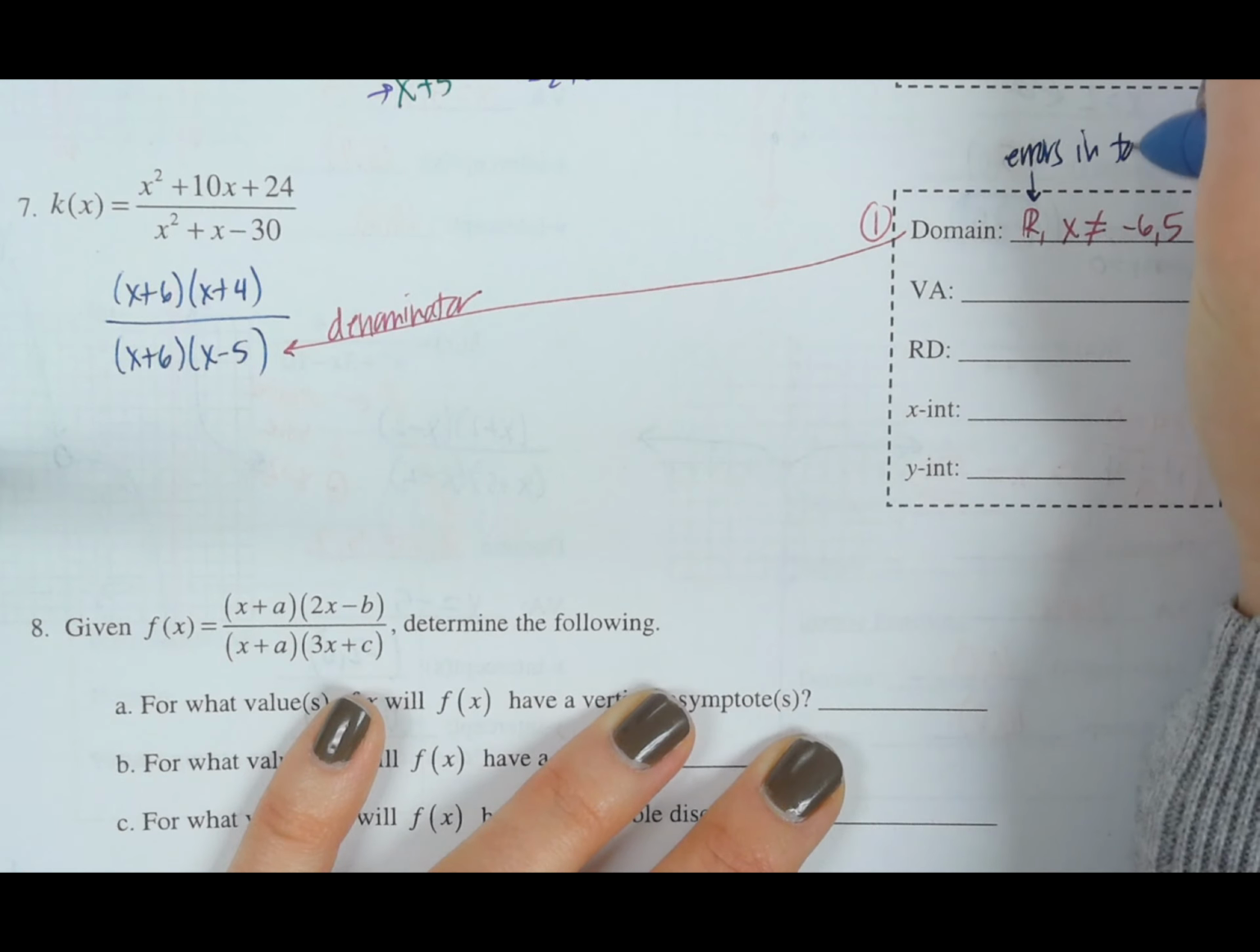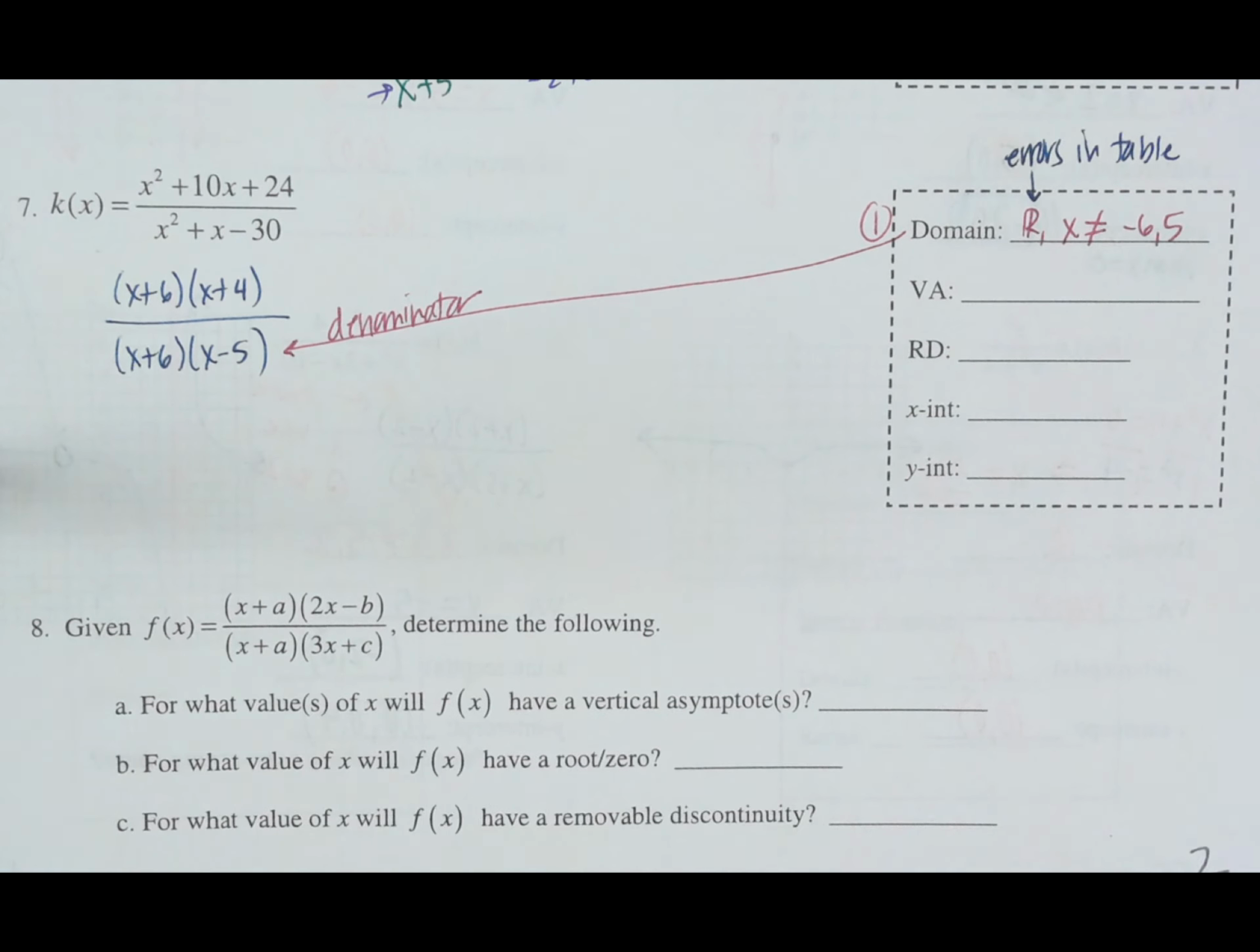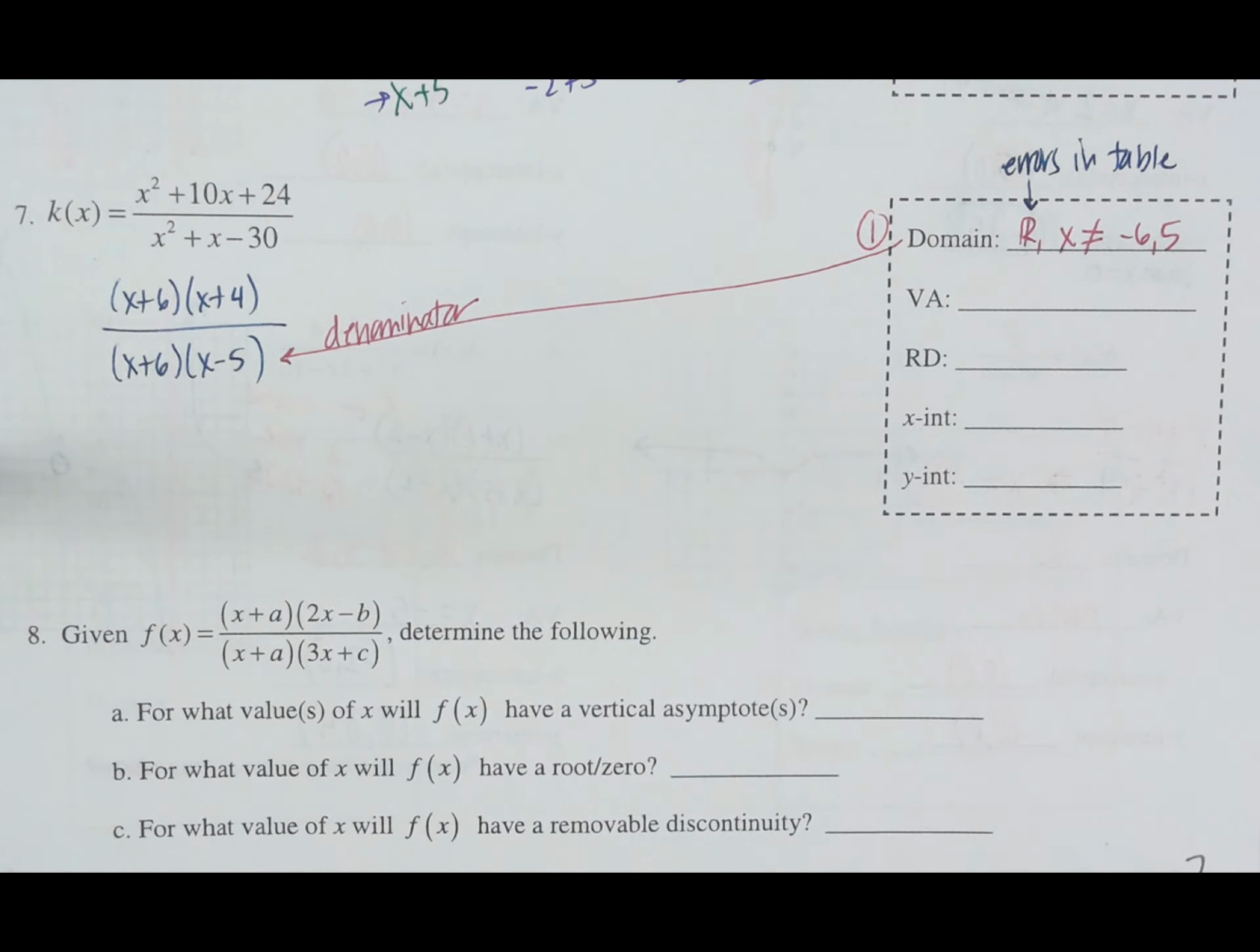You're going to have errors in your table for both of those numbers. Okay, again, the more you can see how this stuff relates to your calculator, relates to the graph, which relates to the table, that is it for this unit. The domain is always all real numbers, and then you exclude certain things. So it's going to be everything except for those two numbers.